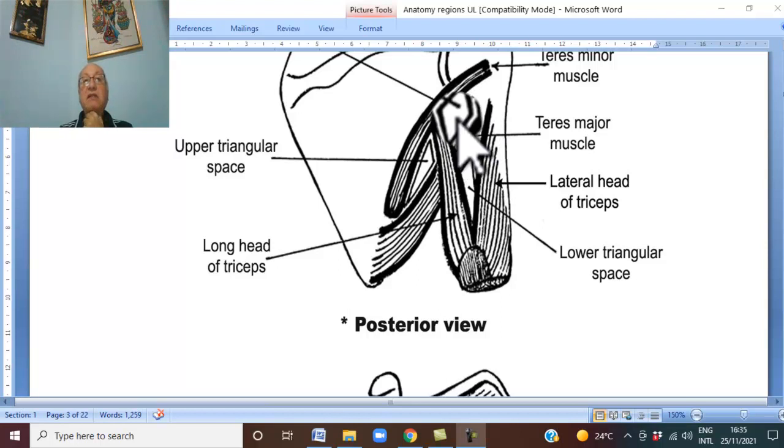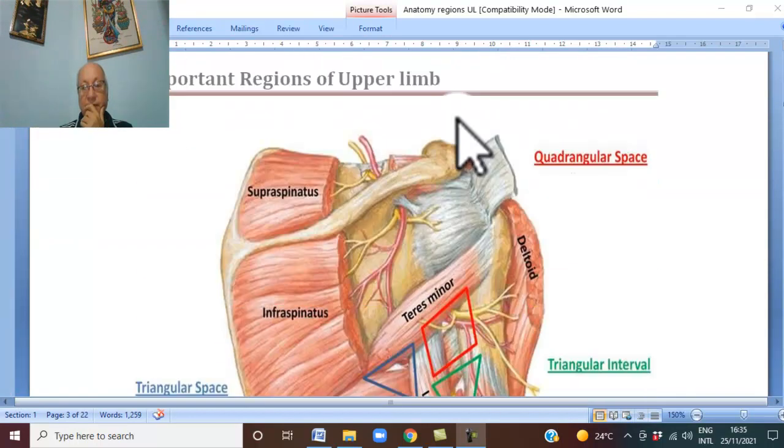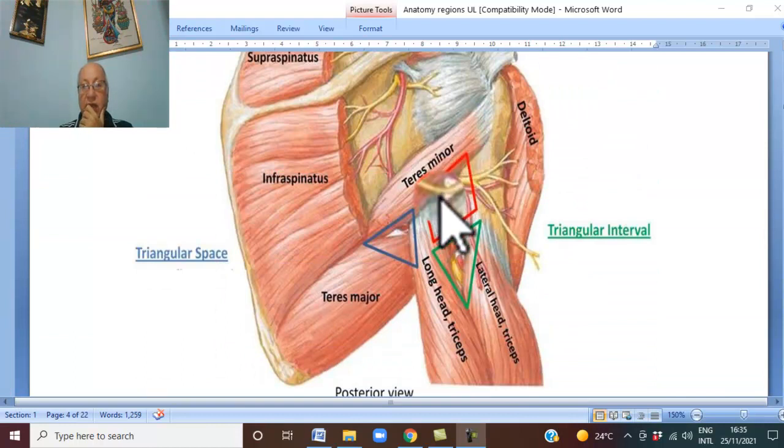This space transmits the posterior circumflex humeral vessels and axillary nerve. This is quadrangular space, transmit axillary, or also called circumflex nerve, and the posterior circumflex humeral vessels, artery and vein. This is the quadrangular space which lies laterally.